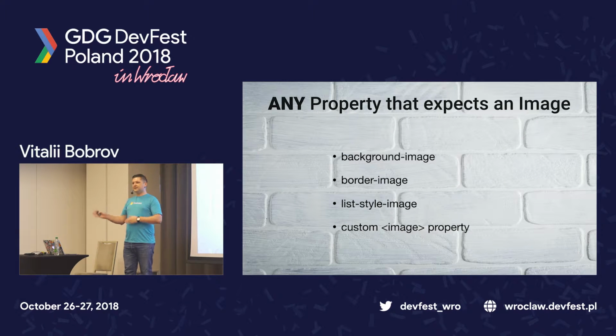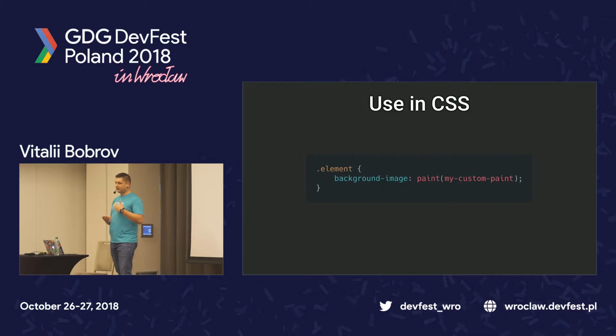So the CSS Paint API allows you to create images to use with background image, border image, or any custom properties that accept the image type. In this case, I mean the CSS image type. So how do you use it? In CSS we have a special function called paint, and inside this function you need to pass the name of the paint worklet that you created.